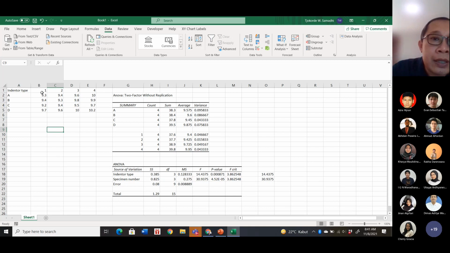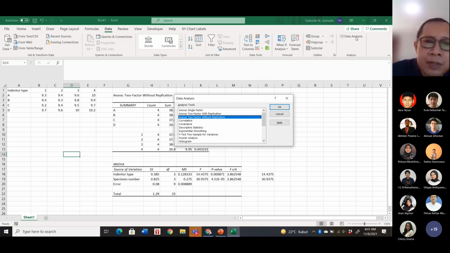So in other words, these block numbers are now treated as mere replications. Yeah, let's see what happened. Okay, so we go back to data. This is just for fun. Okay, not really appropriate, but let's do it for fun.